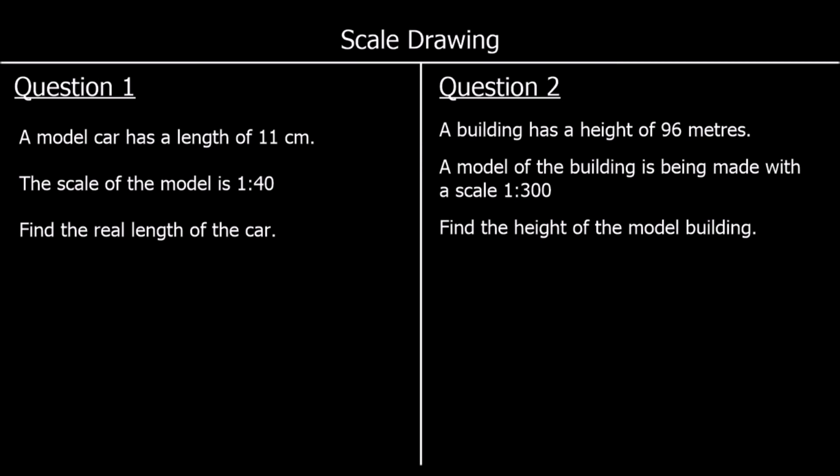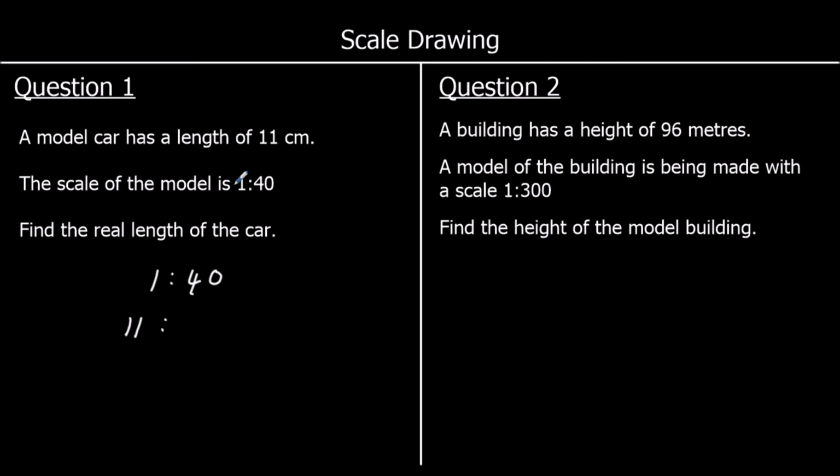Scale drawing. So here we have a model car with a length of 11 centimeters. The scale of the model is 1 to 40. So for every 1 centimeter in the model, there's 40 centimeters in real life. So what's the length of the real car? So it's 1 to 40. So that's the same as 11 to what? So we need to multiply 11 by 40.